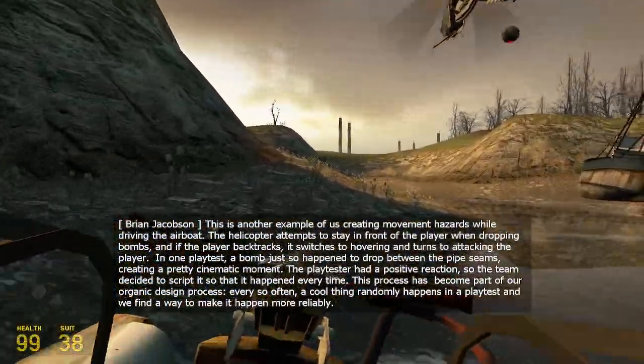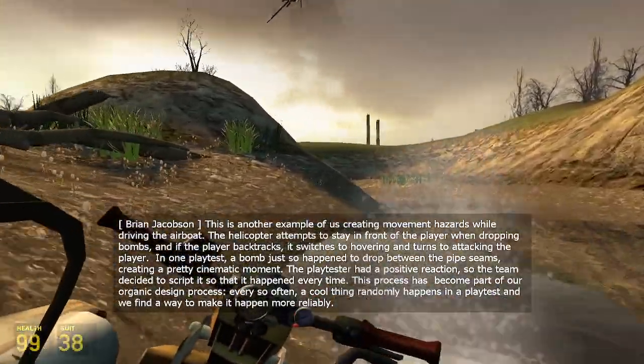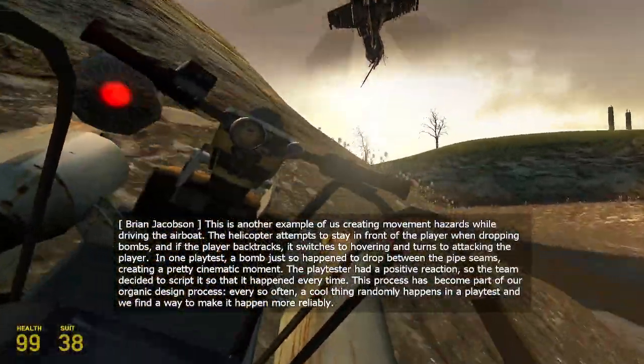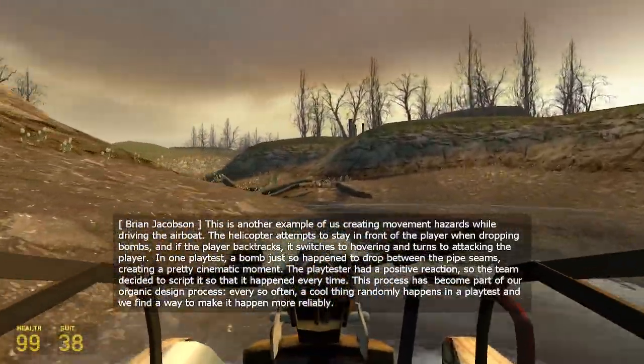The playtester had a positive reaction, so the team decided to script it so it happened every time. This process has become part of our organic design process. Every so often, a cool thing randomly happens in a playtest, and we find a way to make it happen more reliably.